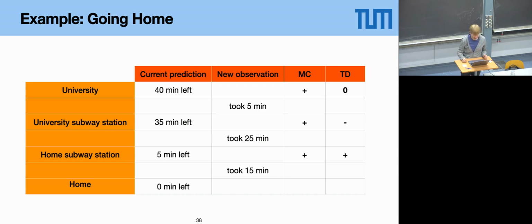For the final state, as I said before, temporal difference learning and Monte Carlo learning do the same. So Monte Carlo would also try to increase that estimate from 5 minutes to something more. And then if we go further back to the university subway station, the prediction was 35 minutes. What Monte Carlo now does is add up this 15 minutes and this 25 minutes to see that it took 40 minutes to get home from the university subway station. So it would increase that prediction. And the same thing for the last state, being at university, where the prediction was 40 minutes, but it took in total 45 minutes, so Monte Carlo would also increase that prediction.